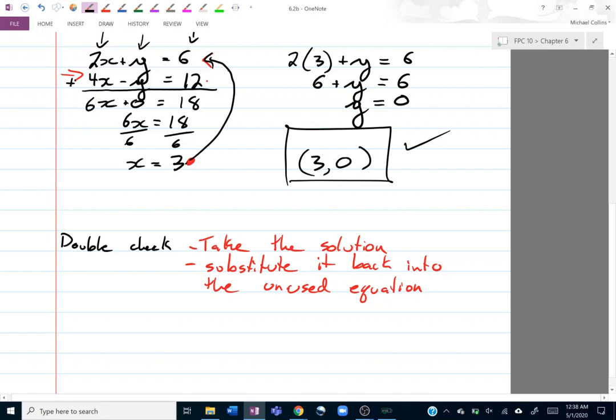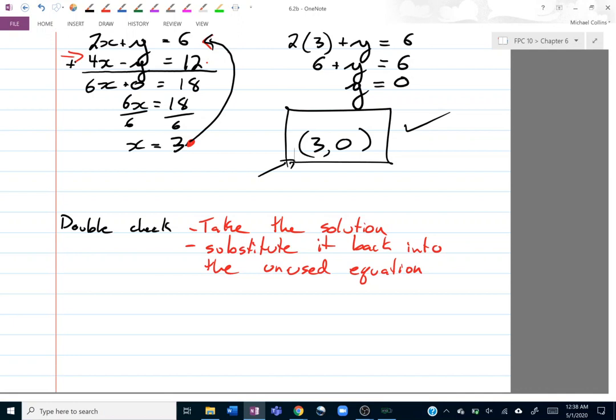So what I'm going to do is take this whole number and do my double check. When I do my double check, I want to see if my left-hand side equals my right-hand side. So I'm just going to make a little t-chart here. I'm going to get rid of that equal sign and make a little t-chart.